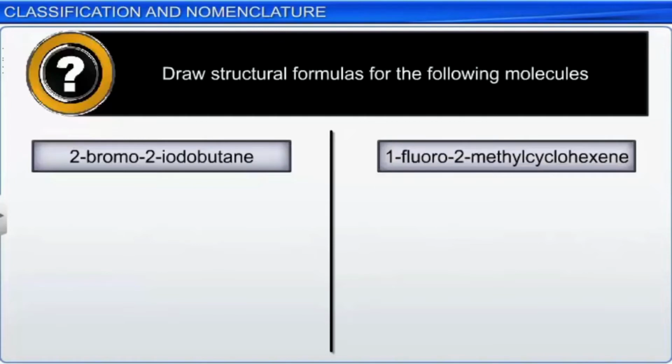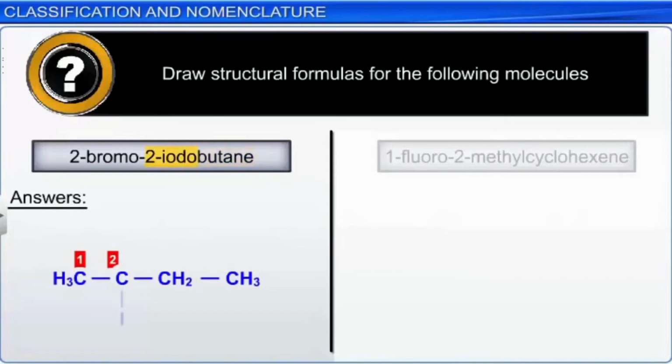The correct structural formulae are shown here for 2-bromo-2-iodobutane and 1-fluoro-2-methylcyclohexene. Remember that if there is more than one substituent, they are listed alphabetically.